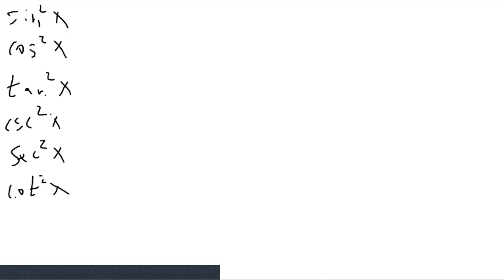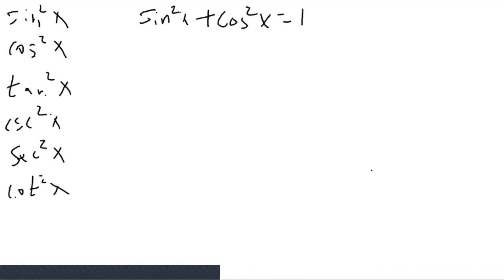So the first one you typically learn is sine squared of x plus cosine squared of x equals 1. That's one we typically can remember. So from here we can easily either solve for sine squared of x or cosine squared of x. But how could we find tangent squared of x or cosecant squared of x?